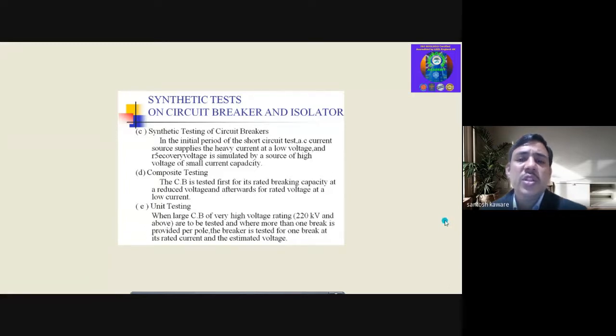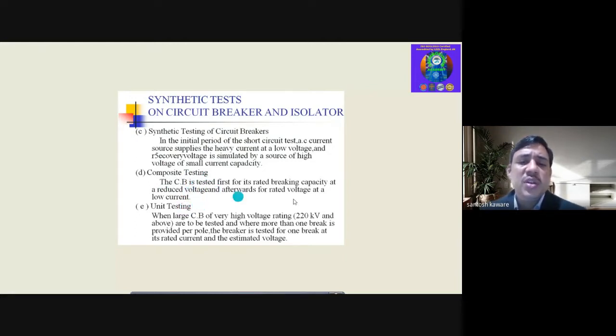Again, for circuit breakers and isolators, there is synthetic testing of circuit breakers, which is a special method. You can see some videos also for these tests. You will get some videos showing how people practically test these equipments. Then we have composite testing and unit testing.